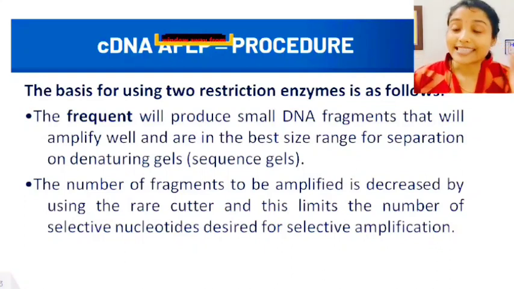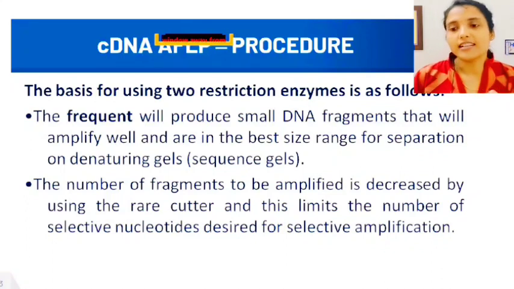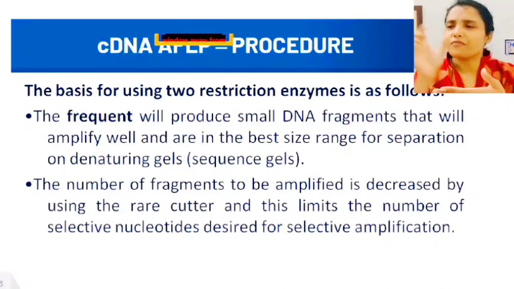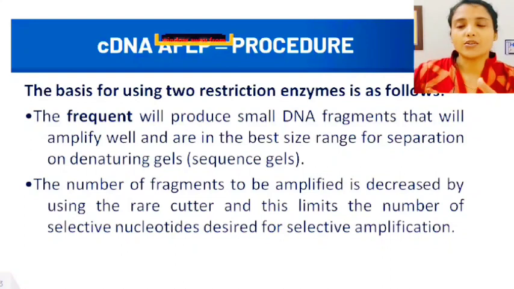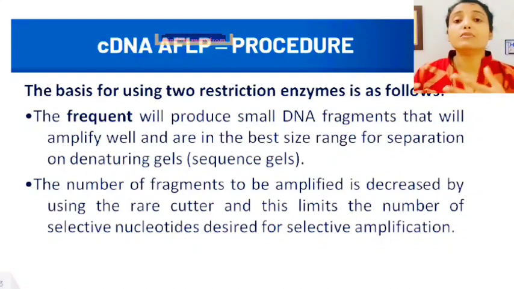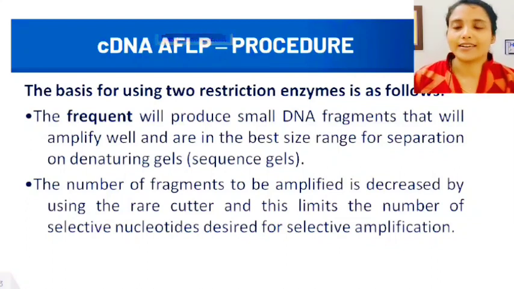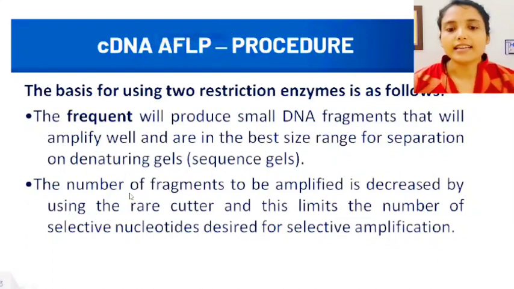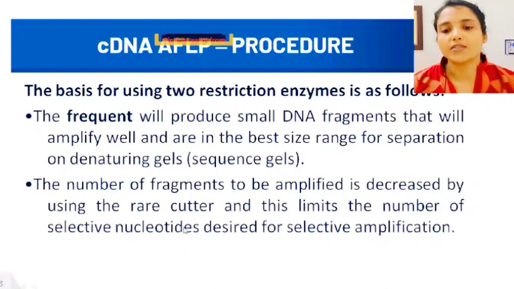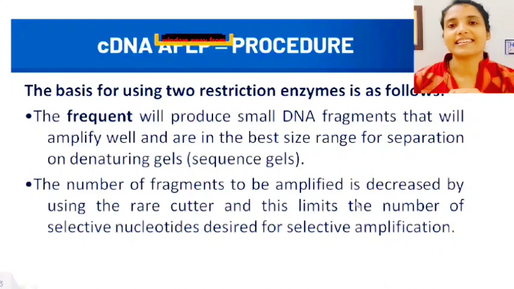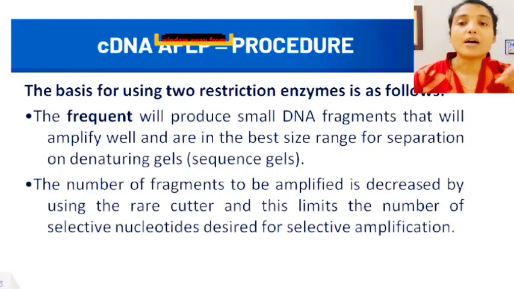So since you are using a frequent cutter, it will be cutting your cDNA at very frequent intervals. So you will have very small pieces of cDNA, which will be able to separate out very easily on gel electrophoresis, okay? Then the number of fragments to be amplified is decreased by using the rare cutter, and this limits the number of selective nucleotides desired for selective amplification.